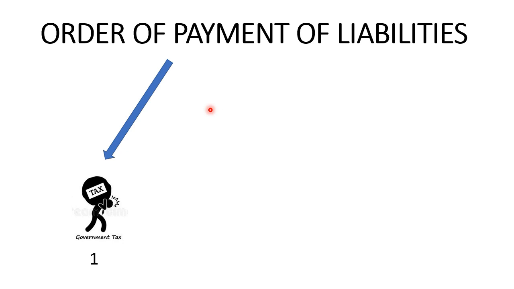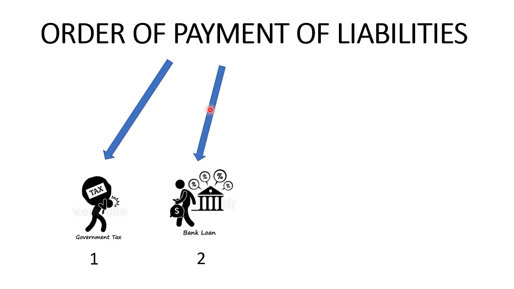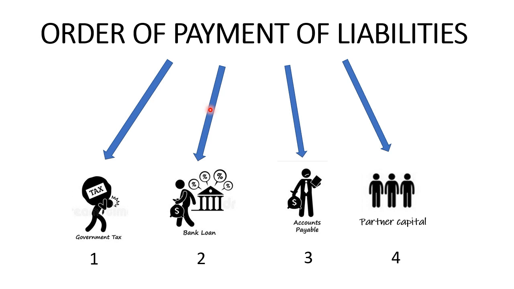So the very first thing that we learned is that in piecemeal distribution, amount is paid to the liabilities in part. Now the next thing that we need to learn is what is the order of payment of liabilities. Since the company has many liabilities, so the order of payment that we should remember is: number one, always pay government dues. Second, pay bank loan which is secured. Third, pay all your account payables, which includes creditors, bills payable, and unsecured loan. And lastly, if there is any amount available, then pay off the partner's capital.